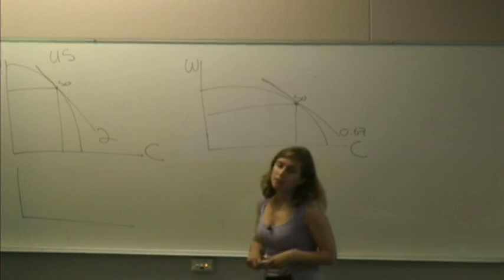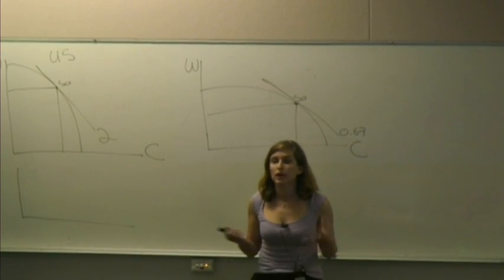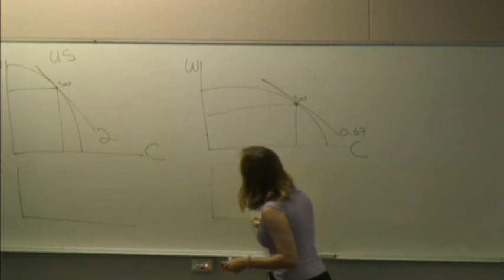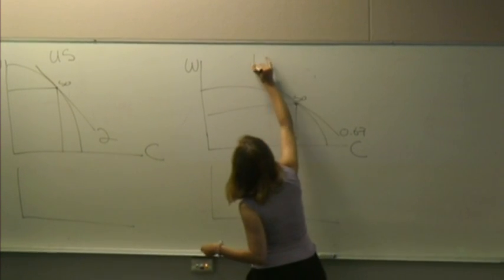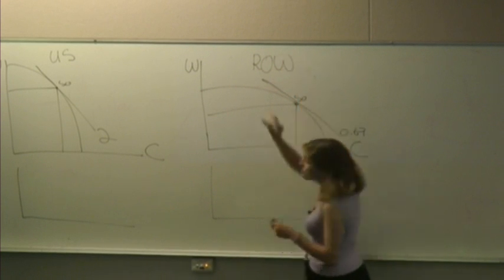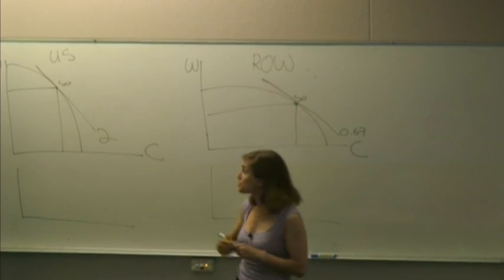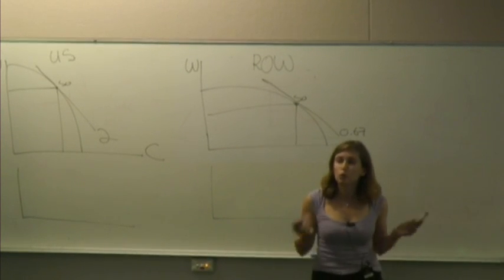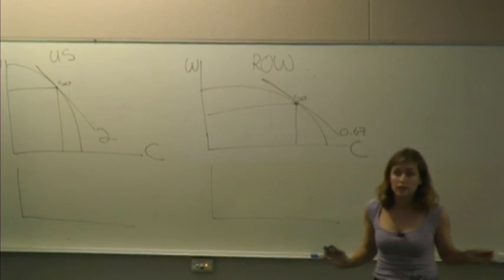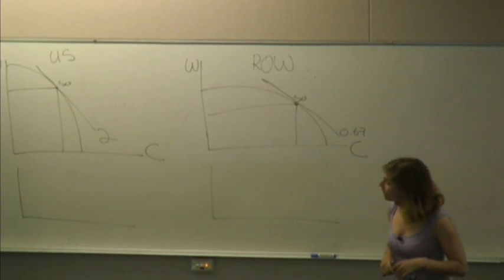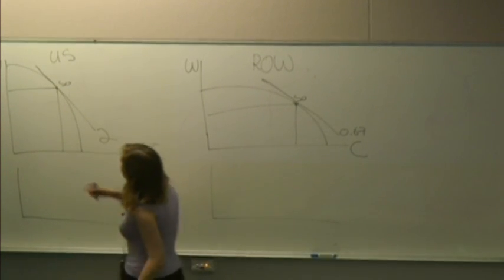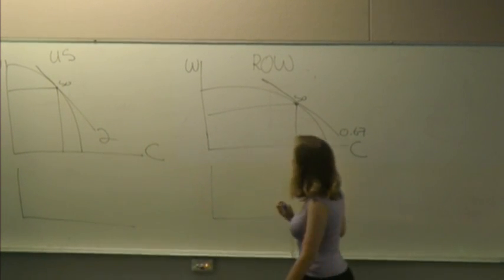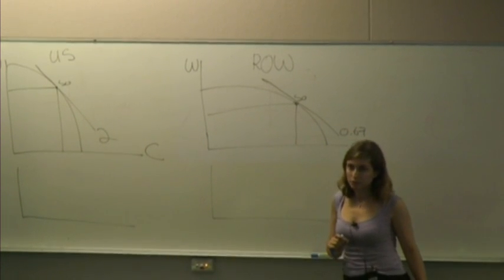So now we're going to have a look at what's going to happen when two countries open up to trade. We are considering the US and the rest of the world. We are assuming that they're producing only two goods, wheat and cloth. Let's start with a position of autarky, where there is no trade going on. We have the US producing at point S0, and we have the rest of the world producing at point S0.